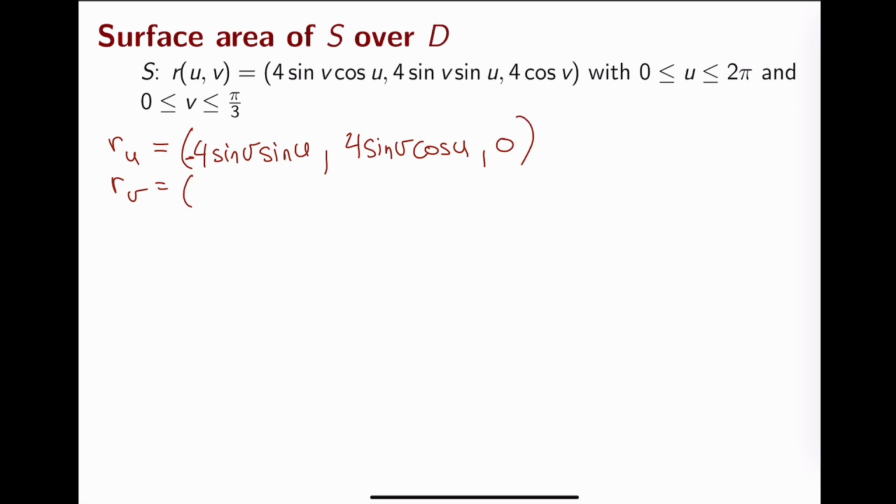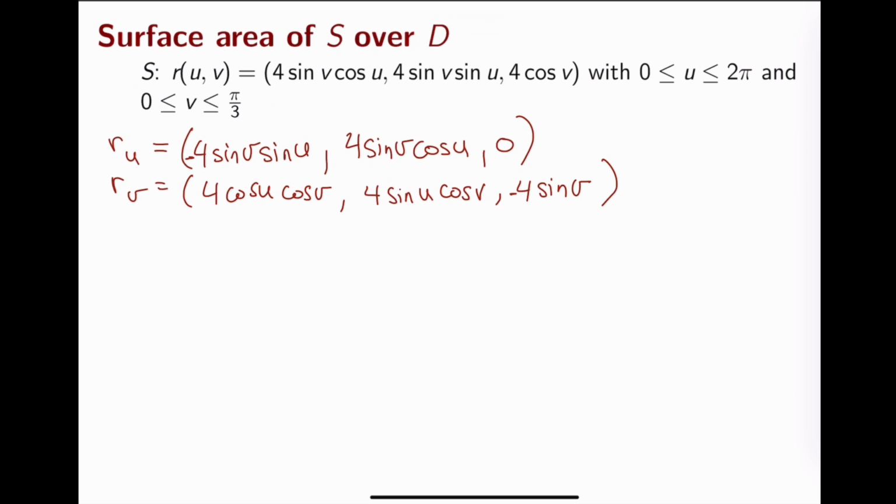So we do the same for the derivative with respect to v of each one. Here, the derivative with respect to v will be 4 cosine u, and then the derivative of sine of v, which is cosine v. And the derivative with respect to v here will be 4 sine u, that is a constant that goes out, times the derivative of sine of v, which is cosine of v. And the derivative of this with respect to v will be 4 times minus sine of v. So we have the two derivatives.